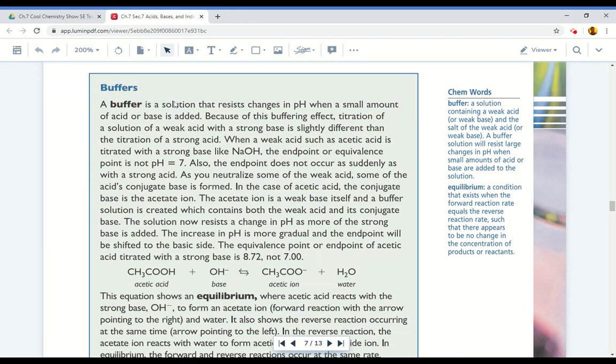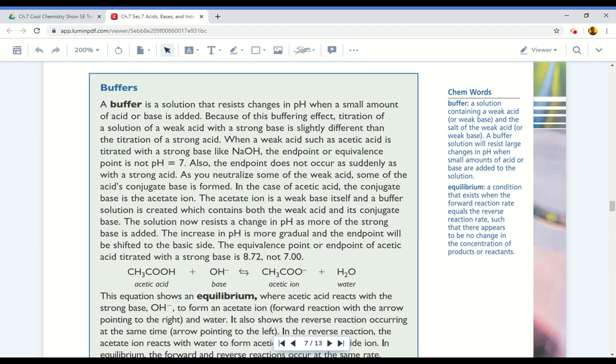A buffer is a solution that resists changes in pH when a small amount of acid or base is added. Because of this buffering effect, titration of a solution of a weak acid with a strong base is slightly different than the titration of a strong acid.